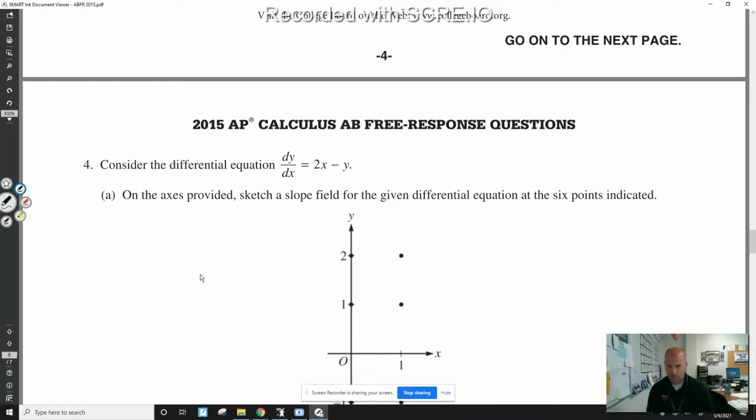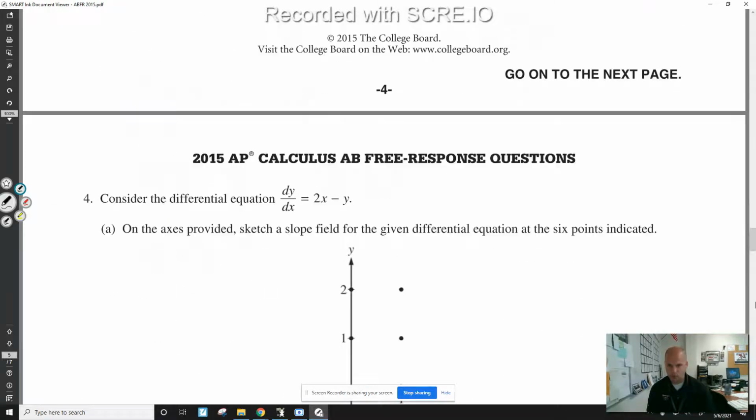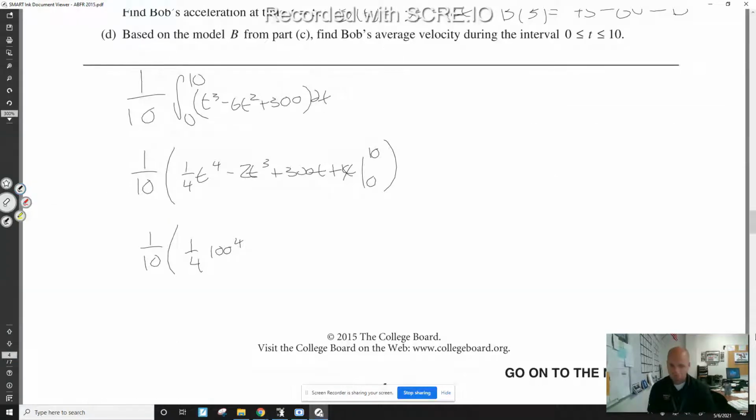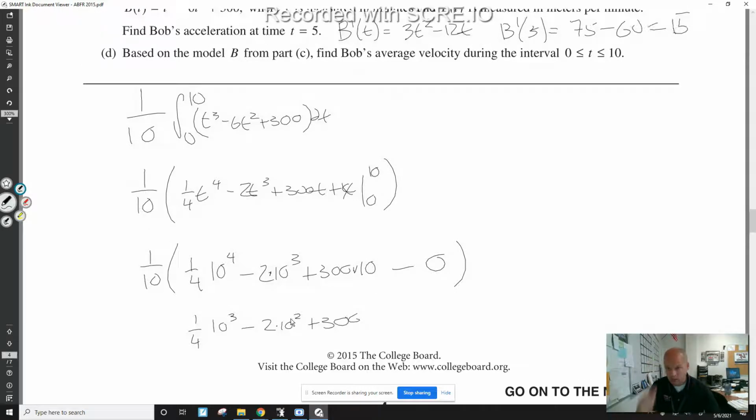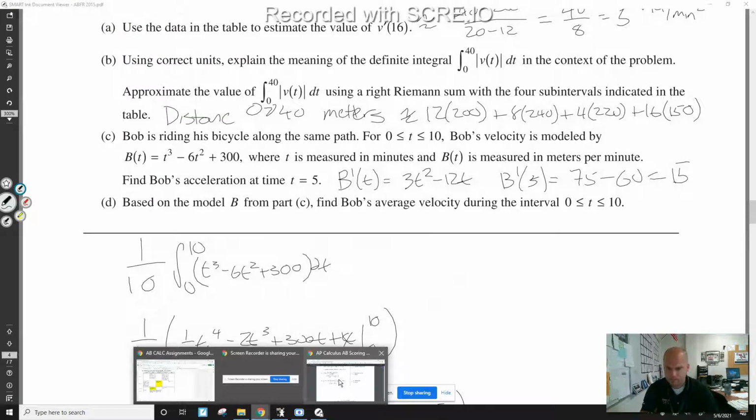Sorry, 10 to the 4th. Don't waste your time doing this math. You can divide everything by 10 and get 1/4 10 cubed minus 2 10 squared plus 300. But I don't care. All right, this is 2015.